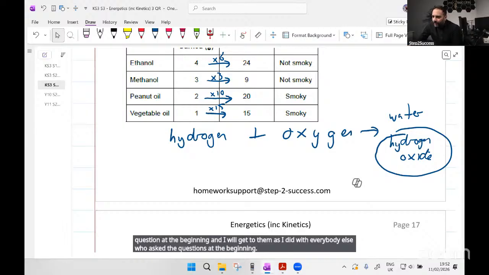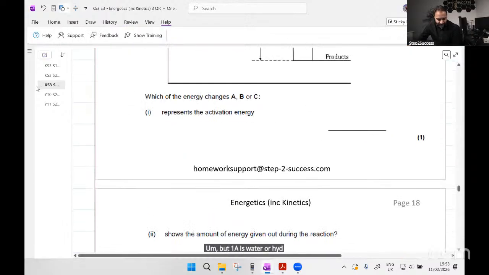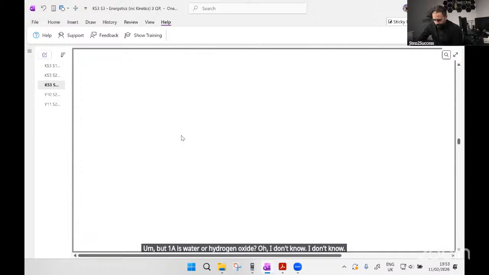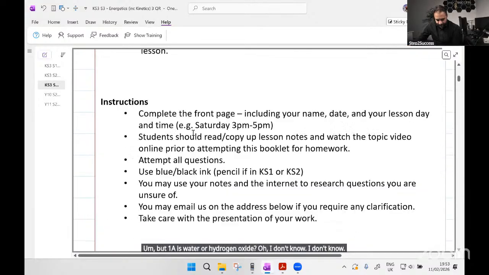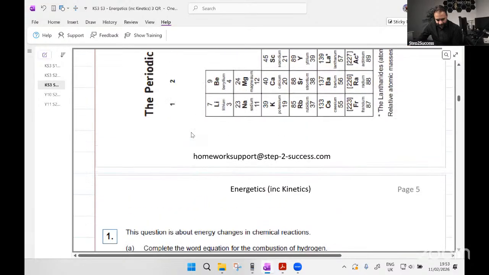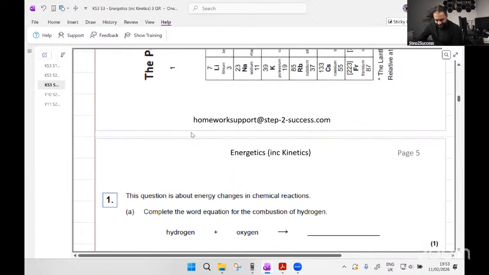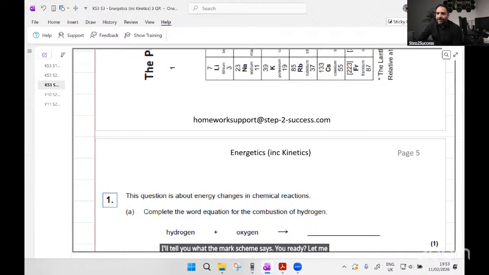For 1A, is water hydrogen oxide? Oh, I don't know. I'll tell you what the mark scheme says. You ready? Let me show you what the mark scheme says for that question. I suspect I will be right.